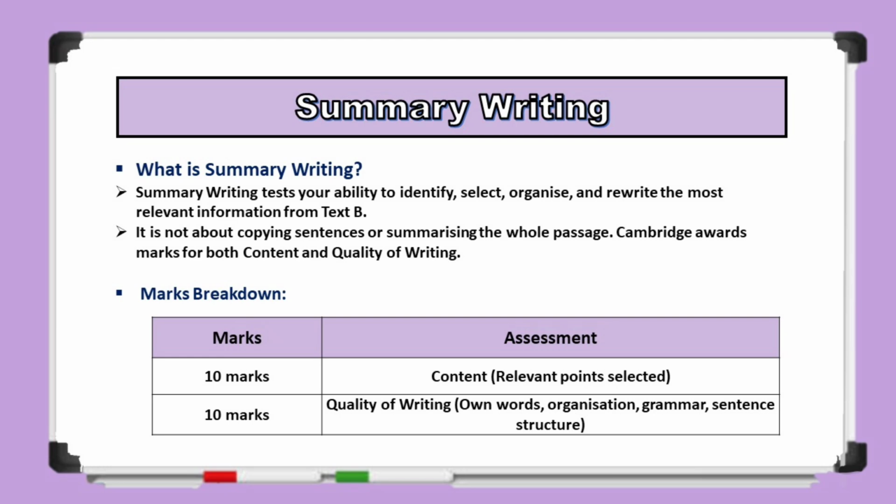The summary question is marked out of 20 marks. 10 marks are awarded for content, which means selecting the correct and relevant points from the passage. The other 10 marks are awarded for quality of writing, which includes writing in your own words, organizing your ideas logically, using accurate grammar, and maintaining a clear writing style. This means that simply finding the correct points is not enough. You must also present them well.